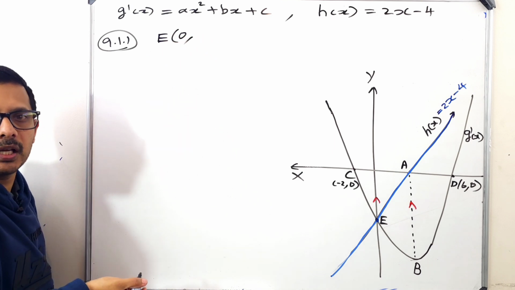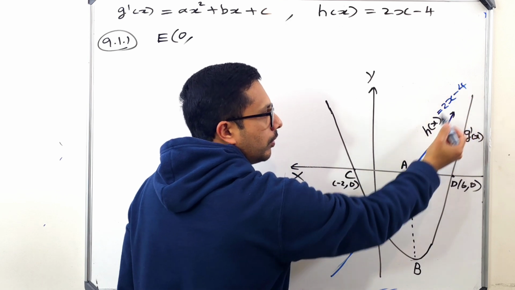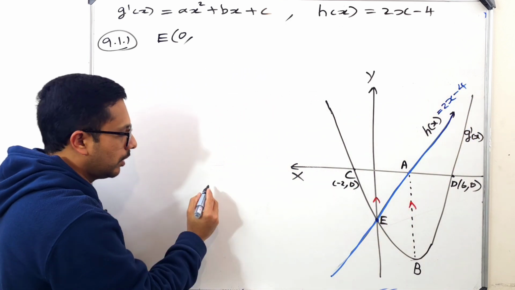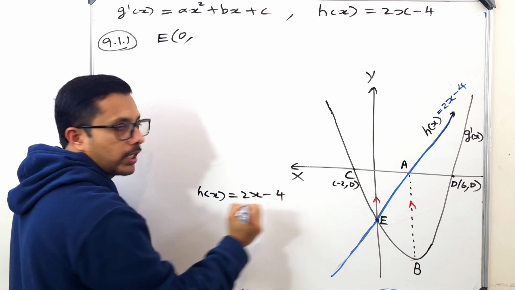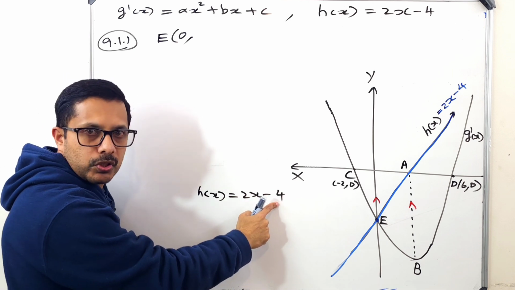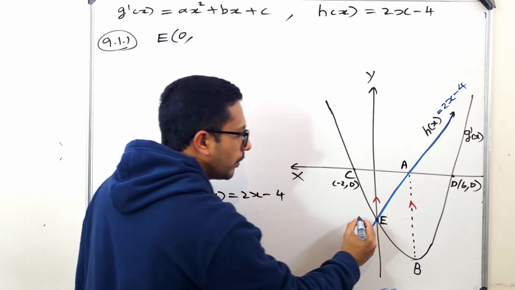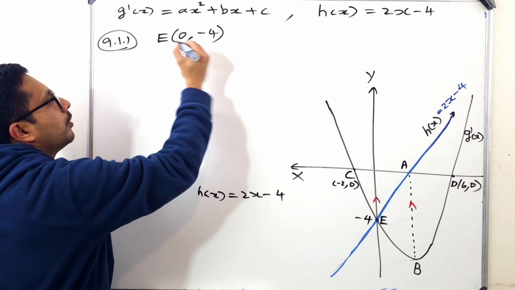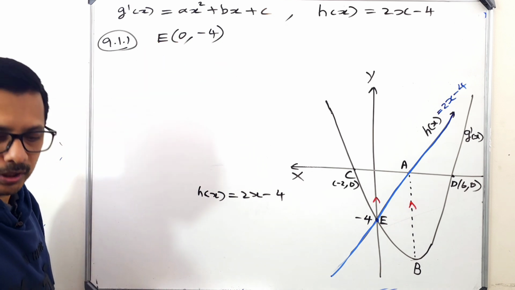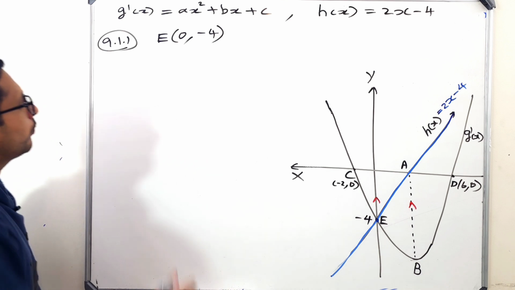And what is the y value? Yeah, of course, we know that the equation of this straight line is h of x is equal to 2x minus 4, a straight line equation. And what does this minus 4 stand for? Y-intercept. So, is it not this one the y-intercept? So, what is the y value there? It is minus 4. So, it is (0, minus 4). That is the coordinate of the point E. Okay. Now, let's move to the next question, 9.1.2.